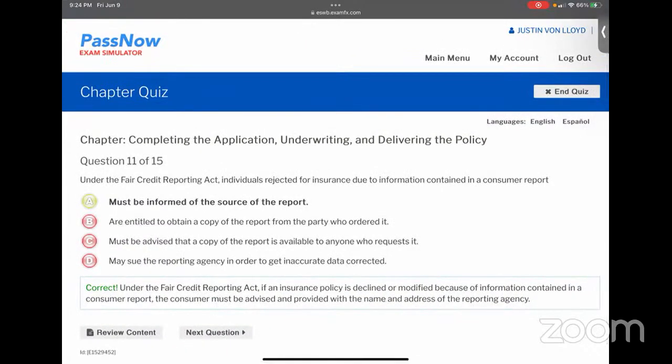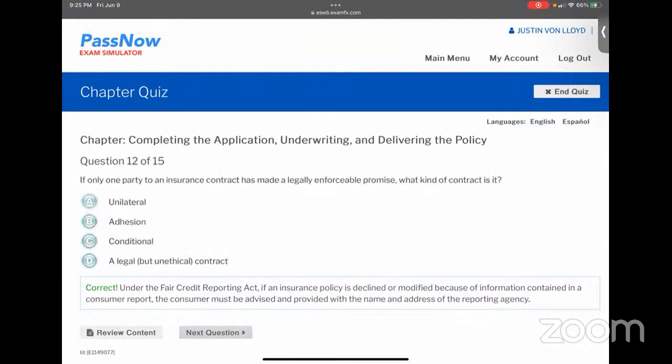Must be informed of the source of the report, because you're not entitled to obtain a copy of the report from the party who ordered it. Primerica ain't gonna give you the report that they got. You got to call the source. They got to tell you who they got the report from. Well, can it be a two-part answer? It could be a little tricky. Just know if Primerica gets the report from a source, and that's why they declined you, they're not obligated to give you that report. They're obligated to give you the source where it came from. Okay. All right, three more.